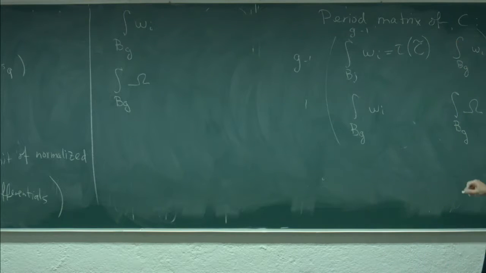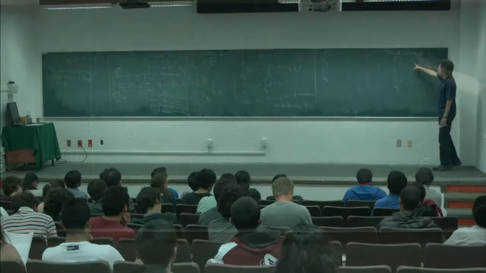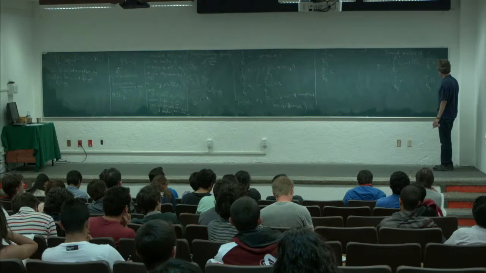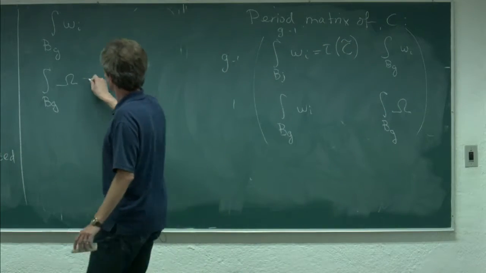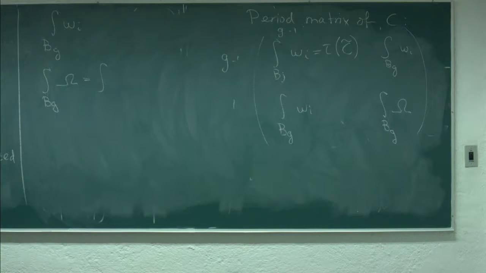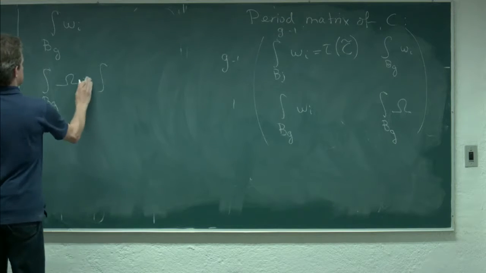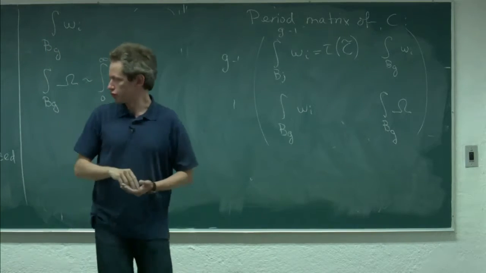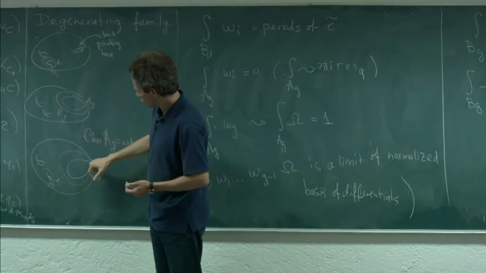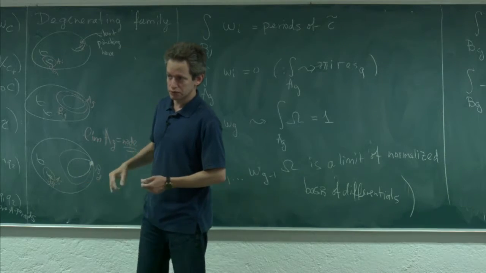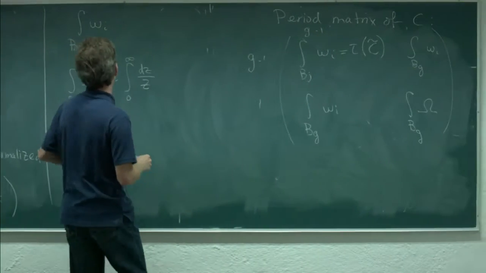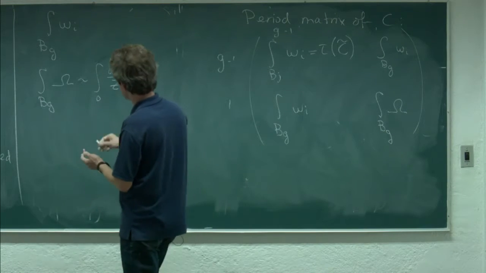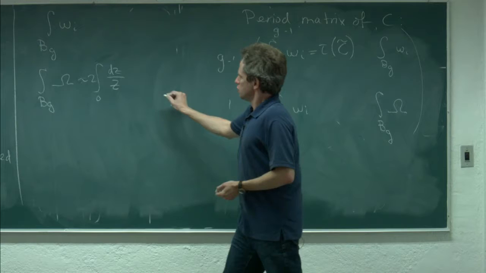The period matrix consists of the integrals over the b cycles of a basis of holomorphic one forms. Here I get the period matrix of the normalization, which I'm very happy with. Here I get this integral. So this is the integral over this thing here, and it looks like the integral from 0 to infinity of dz over z, right? Because locally near this point, the form omega looks like dz over z. And this is what I'm integrating. Twice, maybe. This is clearly infinite.